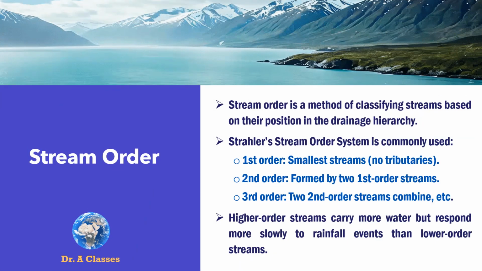Stream order. Stream order is a method of classifying streams based on their position in the drainage hierarchy. Strahler's stream order system is commonly used. First order is the smallest stream with no tributaries. Second order is formed by two first order streams. Third order is two second order streams combined, etc. Higher order streams carry more water but respond more slowly to rainfall events than lower order streams.